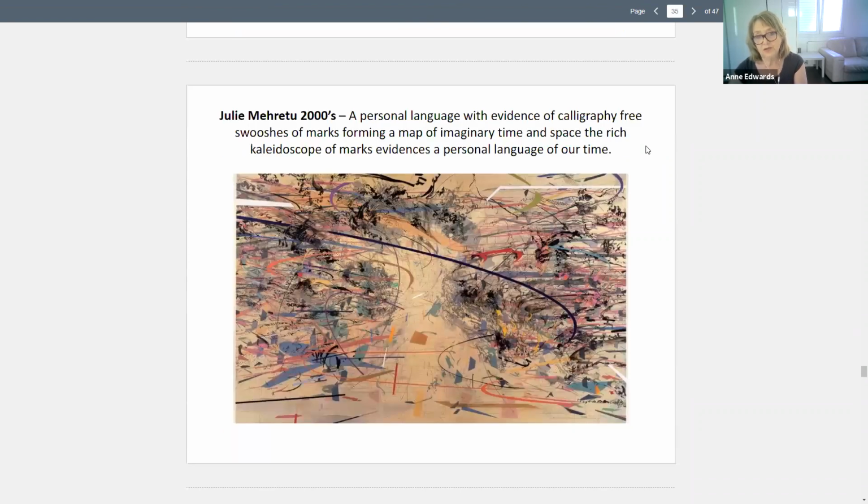Julie Mehretu, 2000, a personal language, with evidence of calligraphy, three swooshes of marks forming a map of imaginary time and space. The rich kaleidoscope of marks evidences a personal language of our time. She creates depth within her work. These deep, dark, gestural marks hover above the surface. This particular artist is extremely successful.